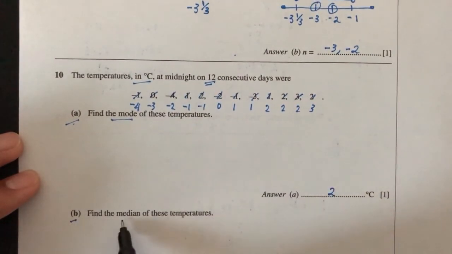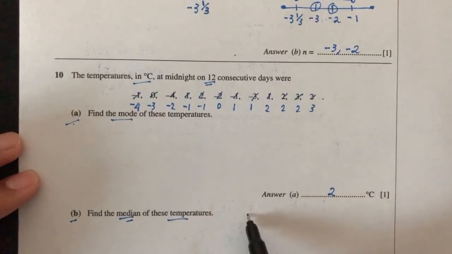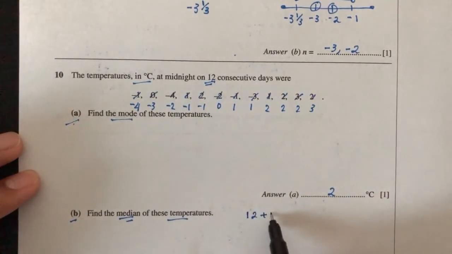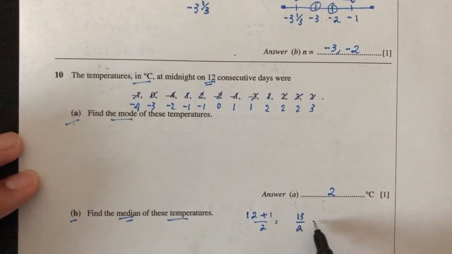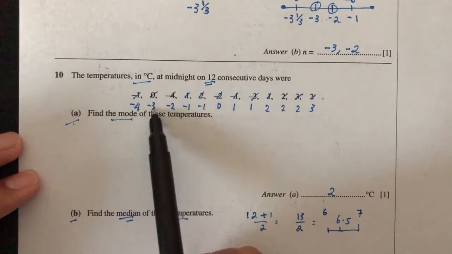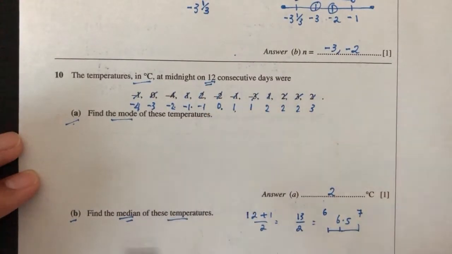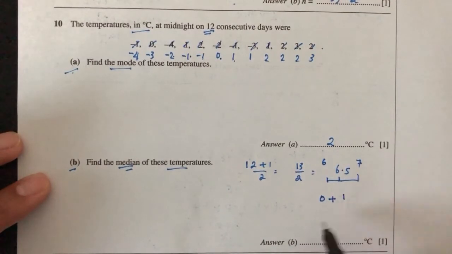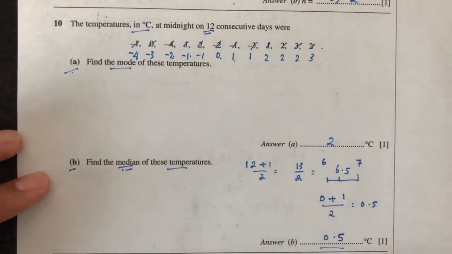And part B, find the median of these temperatures. The number of values will be 12 because of 12 days. 12 plus 1 divided by 2, that will be 13 divided by 2, that will be 6.5. So what is before 6.5? We have 6 and 7. So let's count. 1, 2, 3, 4, 5, 6, 7. So the 6th value is 0, the 7th value is 1. Divided by 2, that will be 0.5. So your answer for median will be 0.5.